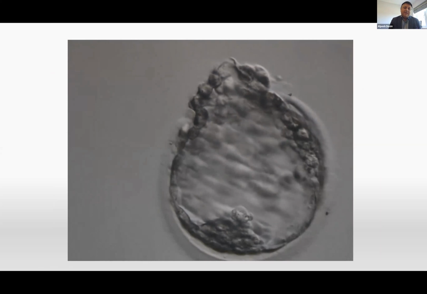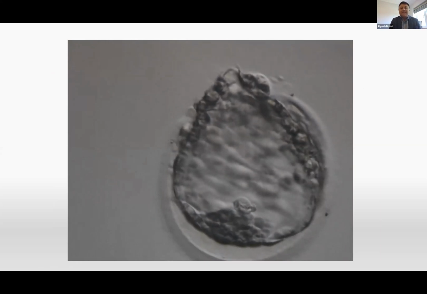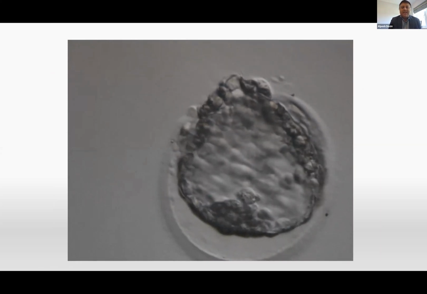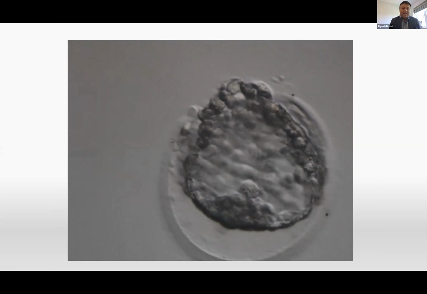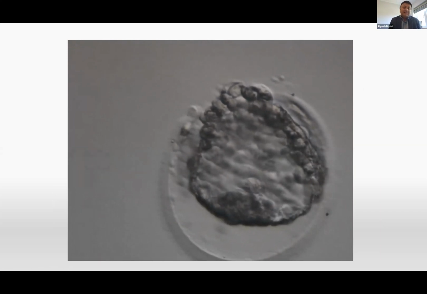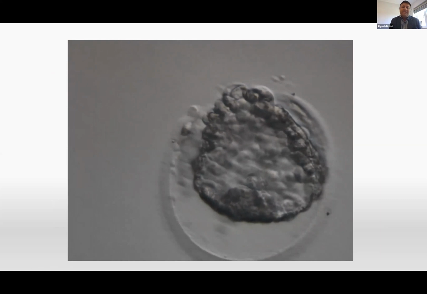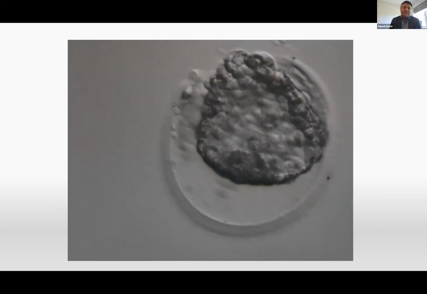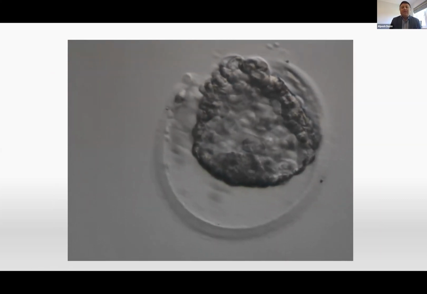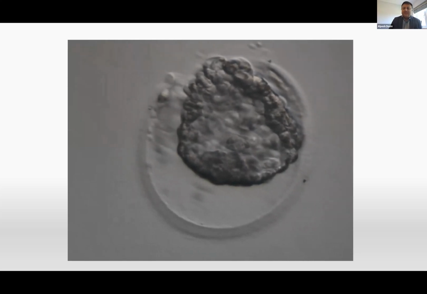Again, just wanted to mention that the laser is always applied at the opposite end of the inner cell mass. Please do not apply the laser shot anywhere near the ICM, because that's what's going to be making the baby. So always go on the opposite side of the inner cell mass when you apply the laser shot. Okay.